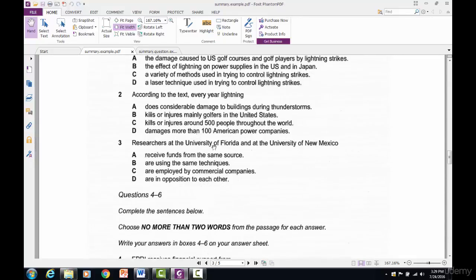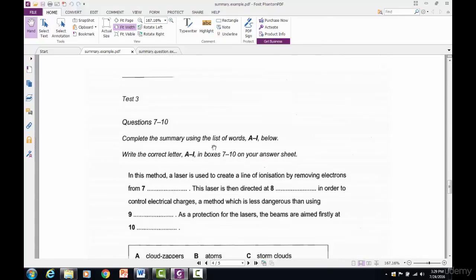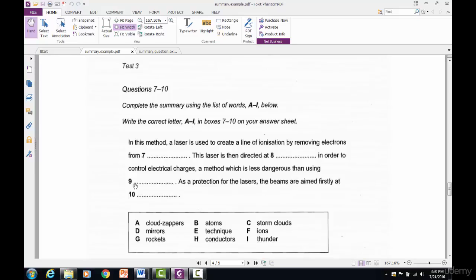So the answer for number 9 is rockets. Wow, that is really cruel what the IELTS people are doing there. But that's what I told you. I told you that it's possible that information can come from different paragraphs. And they took information from 2 different parts and combined it together. So that means the answer for number 9 would be G.